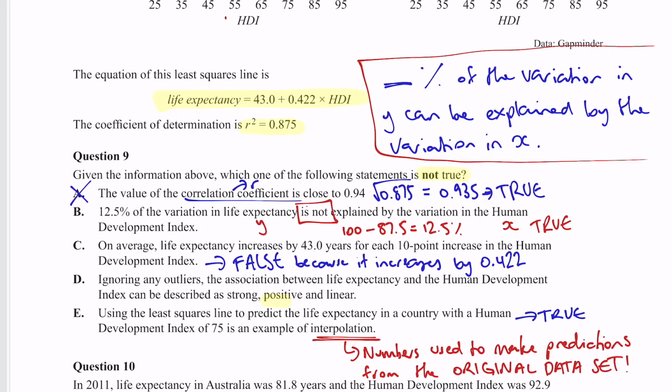B, 12.5% of the variation in life expectancy is not explained by the variation in the HDI. So one thing really important here, something else you should also have in your notes, is what I've boxed here in red. This sentence is really important because you'll get this a lot. And basically all you have to do is fill in the percentage and the y and x variables, and you'll be able to answer.